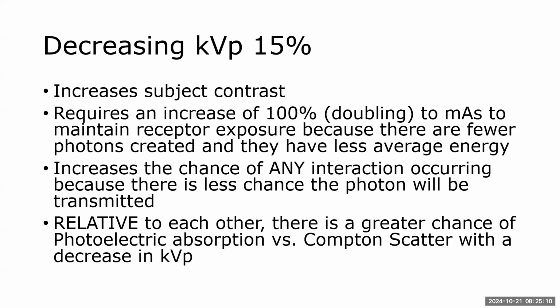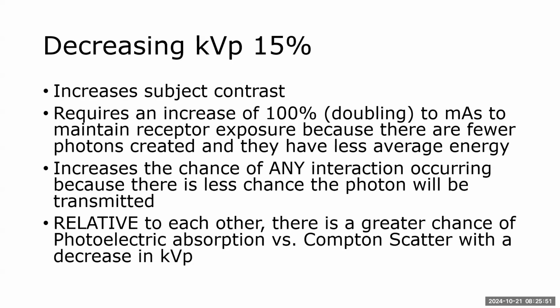So the opposite also holds true. If we decrease the kVp 15%, that's going to increase subject contrast because we're going to get more photoelectric absorption as the kVp goes down. So you're going to get a lot more absorption. If the photon is absorbed, does it show up as bright or dark on the image? White. Yeah, white, brighter. The really dark areas are the areas that have gotten a lot of receptor exposure. That means the photons made it through to interact with the IR.